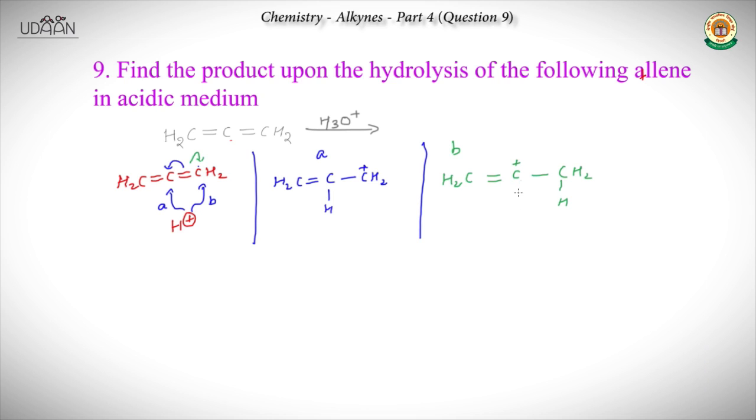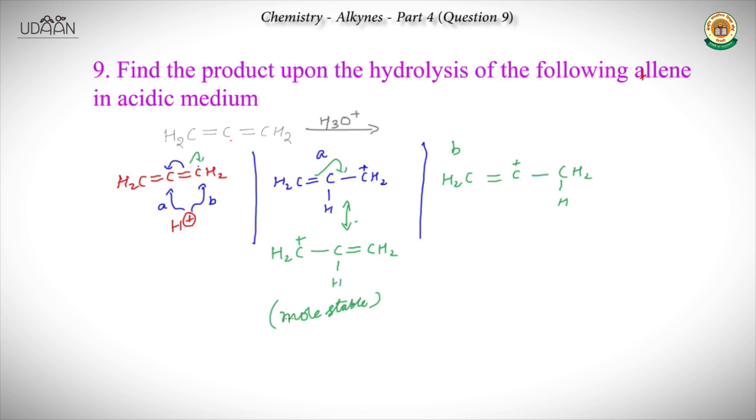There is no H. Now, which intermediate will be stable? As you can see that, it appears to be delocalized. I mean, H2C, the bond shifting this direction, C, double bond CH2, H here, and a positive charge here. So, this one seems to be the more stable one.